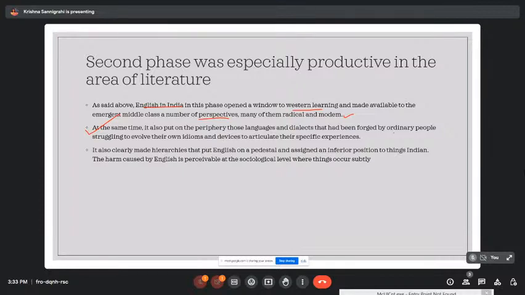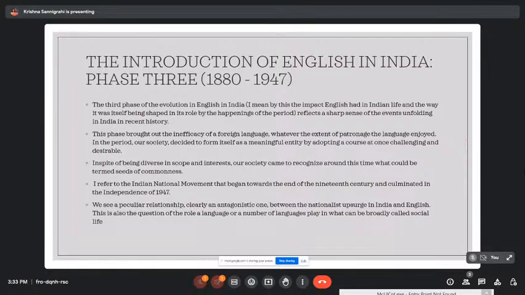it also put on the periphery those languages and dialects that had been forged by ordinary people struggling to evolve their own idioms and devices to articulate their specific experiences. It also clearly made hierarchies that put English on a pedestal and assigned an inferior position to things Indian, and the harm caused by English is perceivable at the sociological level where things occur subtly. With this came the third phase.